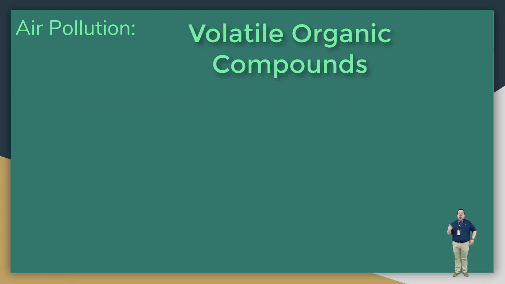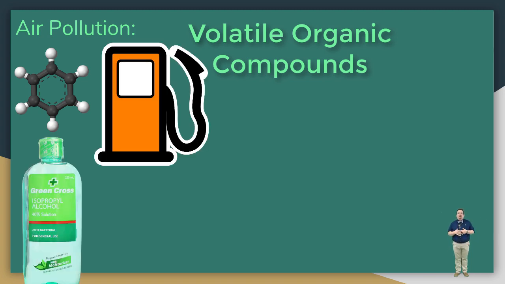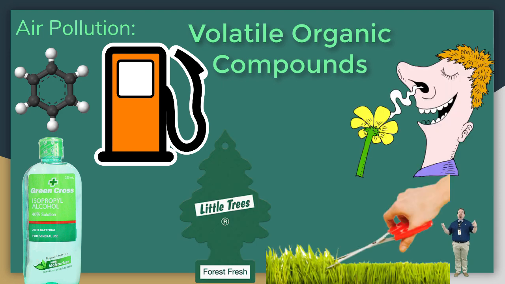Lastly, we have volatile organic compounds, otherwise known as VOCs. These are compounds that don't break down very easily, but they have a very strong odor and they evaporate quickly into the air. When we think of VOCs, we think of things like gasoline and rubbing alcohol. But plants are actually the largest source of this type of pollution. The smell that we get from pine trees or flowers or freshly cut grass, that's caused by VOCs.